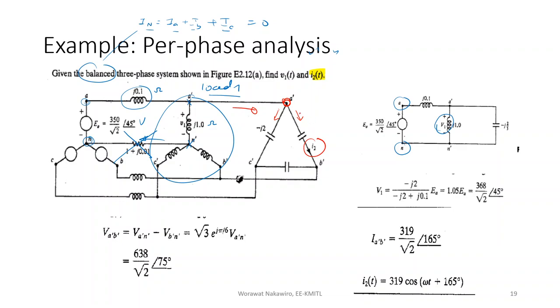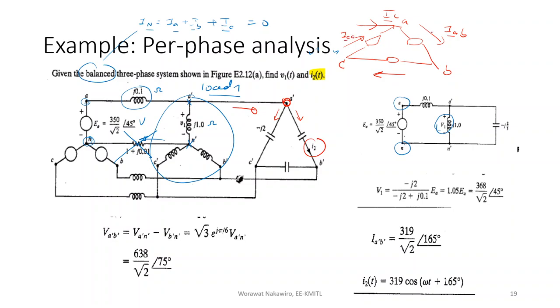So now, what is the quantity here in terms of the delta connection? If you learned from your circuit class properly, this is called I line, and these two are the currents flowing into the phase. Let's denote phases A, B, C, for example: from A to B, from B to A, B to C, and from C to A. The current flowing in this phase is called IAB, and this is ICA.